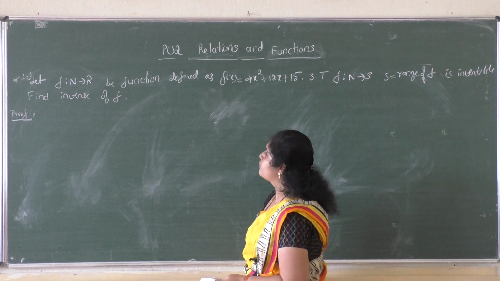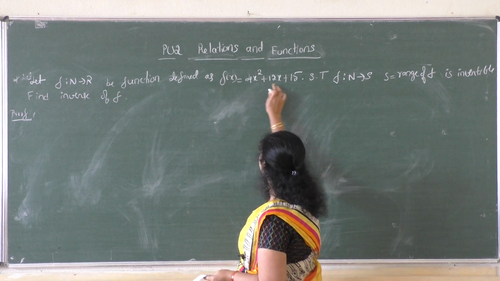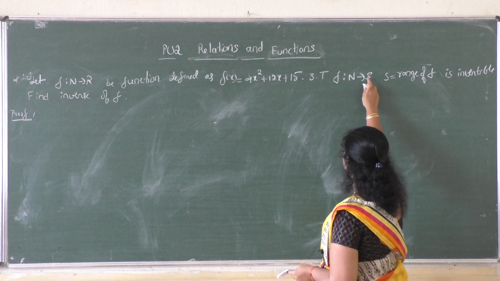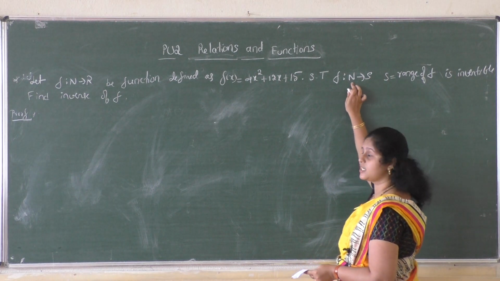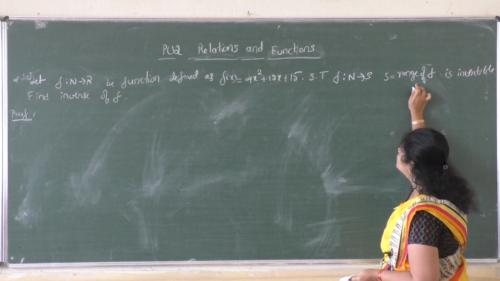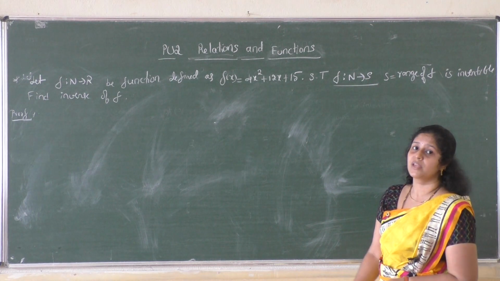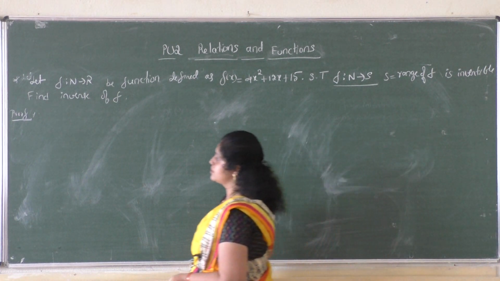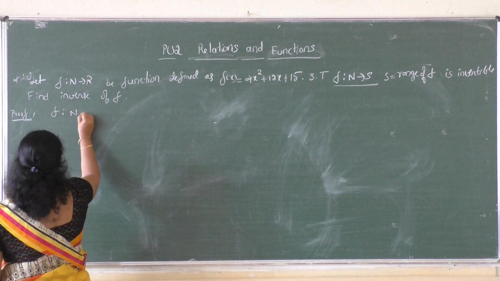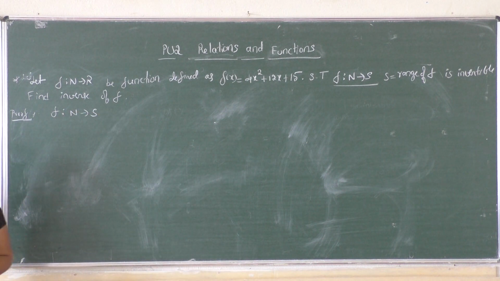Now f is defined from N to R as a function. F of x is 4x square plus 12x plus 15. Show that f from N to S, N is natural number set, S is range of the function f, is invertible, and you have to write f inverse. So for that, first we have to take f from N to S and show that it is invertible.